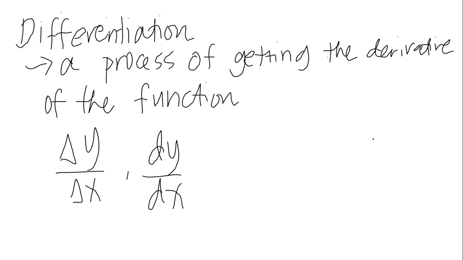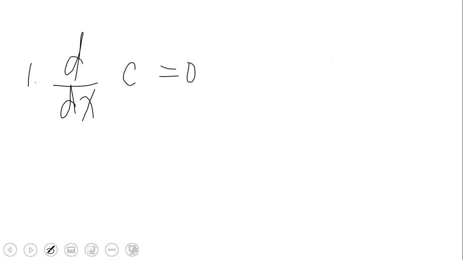algebraic differentiation process. So let's have number 1: the derivative of a constant is 0. Meaning the derivative of any constant is 0.